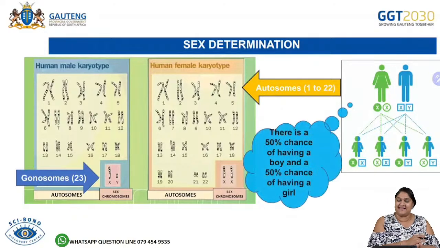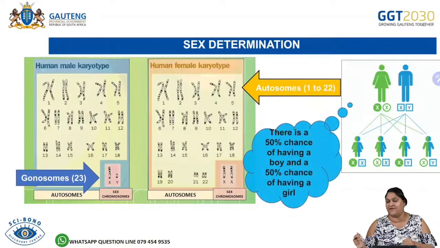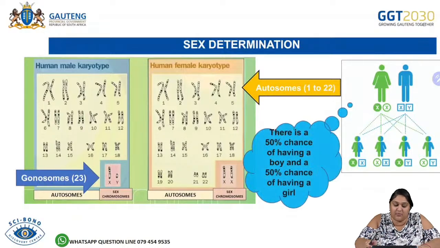But when we are looking at sex determination, I'm introducing you to sex-linked disorders, okay? So let's first talk about sex determination. What determines a male to be a male and a female to be a female, okay? So you need to know what this karyotype is. It's a distribution of the chromosomes in their pairs, the positioning of the chromosomes in their homologous pairs.